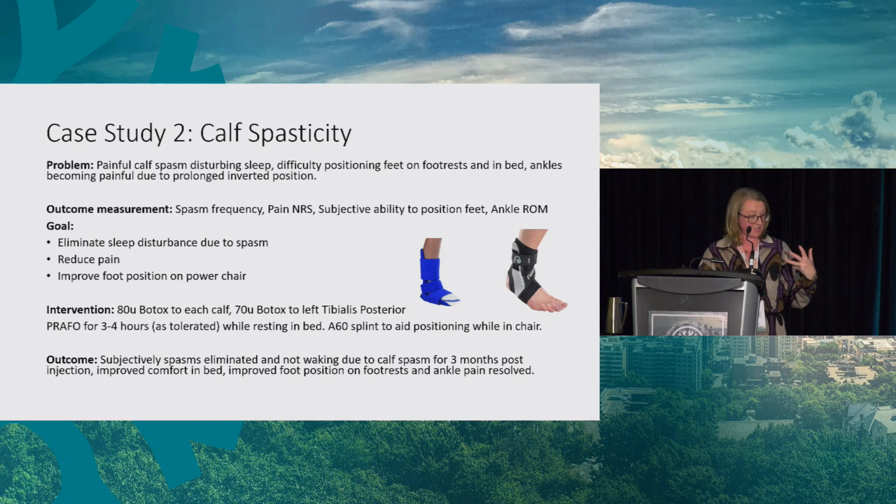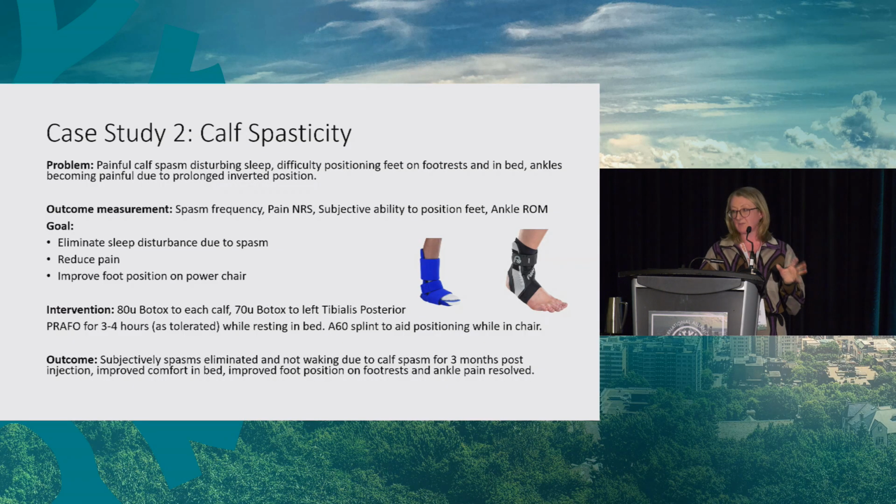And the problems for that gentleman were that he had very painful calf spasm, disturbing his sleep, difficulty getting his feet positioned on the footrests, difficulty getting a comfortable position in bed. His ankles were painful because he was pulling so much into inversion. We measured his spasm frequency, his pain, his ability to position his feet on the wheelchair, and ankle range of movement.